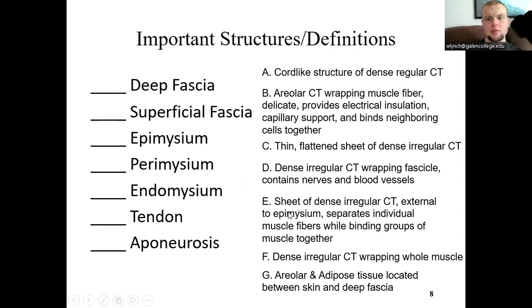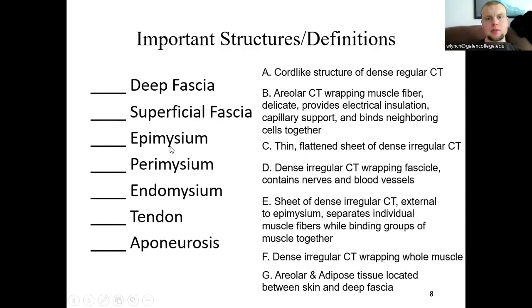Here, it looks like E is our best. All right, sheet of dense irregular connective tissue external to the epimysium, separating the individual muscle fibers while binding groups of muscle together. Superficial fascia. This is going to be G, the areolar and adipose tissue located between the skin and the deep fascia.